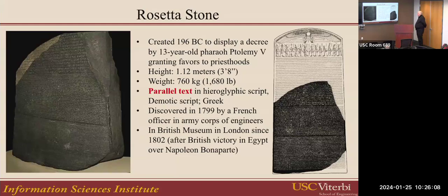This was created in 196 BC to display a decree by the child pharaoh Ptolemy V, who granted favors, including financial favors, to the priesthood, and in return the priests said good things, good PR, about the young pharaoh. The fragment that we have is about this high, three-quarters of a ton, and very importantly, it has parallel text. At the top is hieroglyphic, then we have Demotic script, and then we have Greek. So we have three scripts.